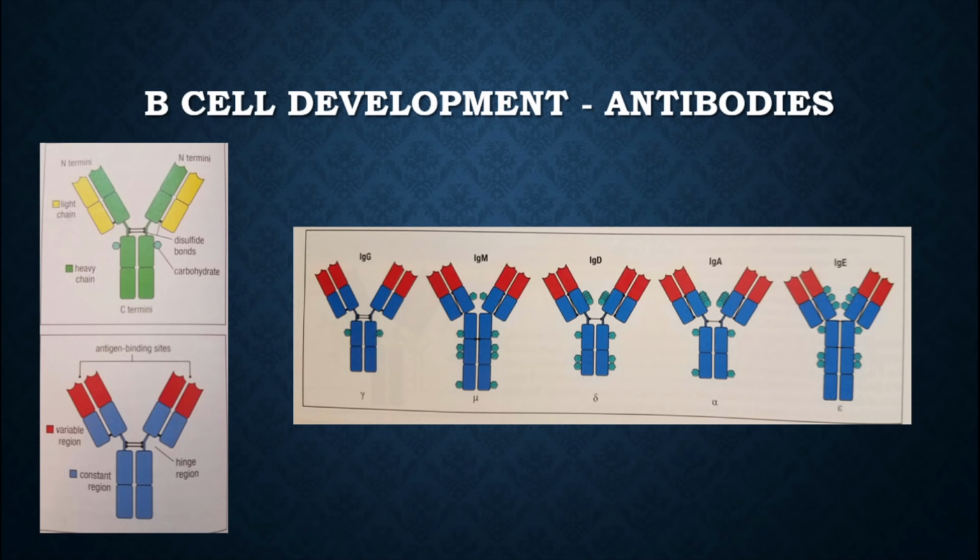There are 5 classes of antibodies: IgG, IgM, IgD, IgA, and IgE. What's important is within the body, IgM and IgD are the default antibody that is made, and you must undergo class switching in order to express the other ones. We're going to talk about that.